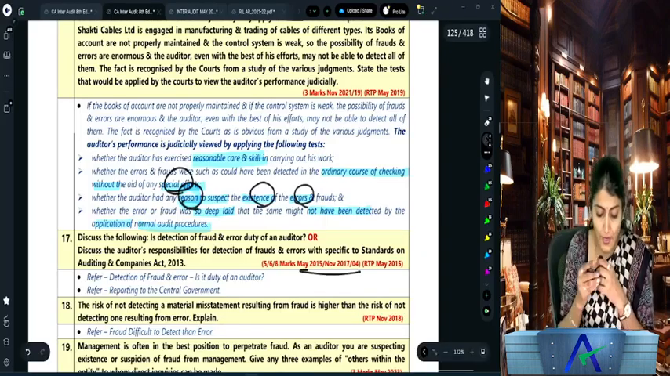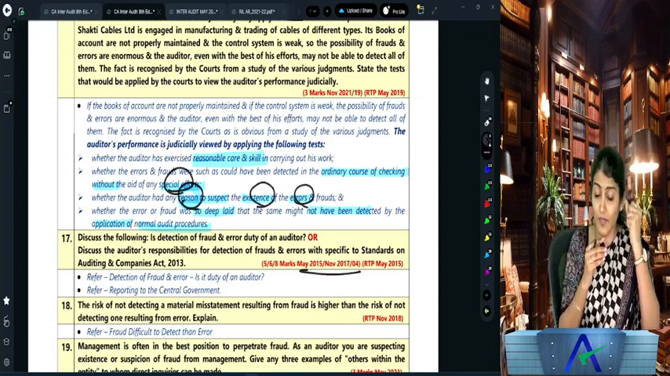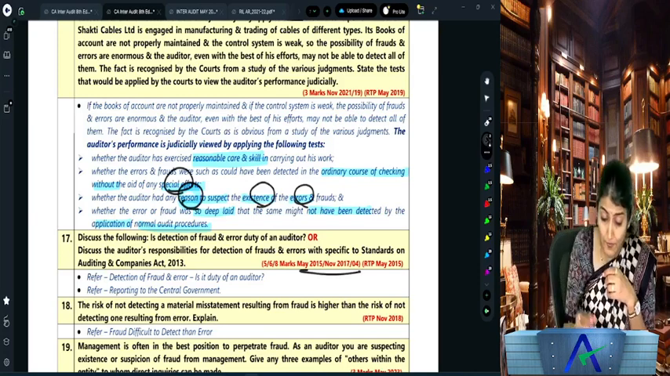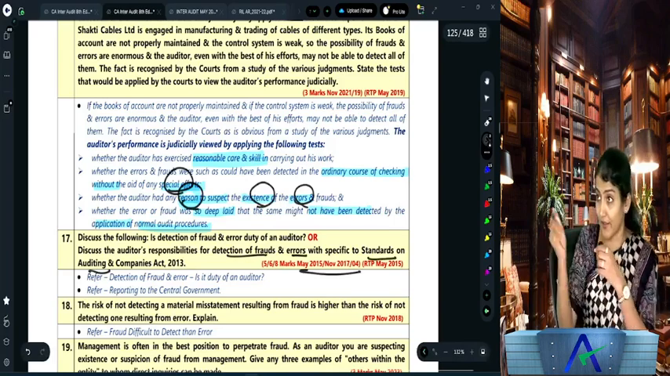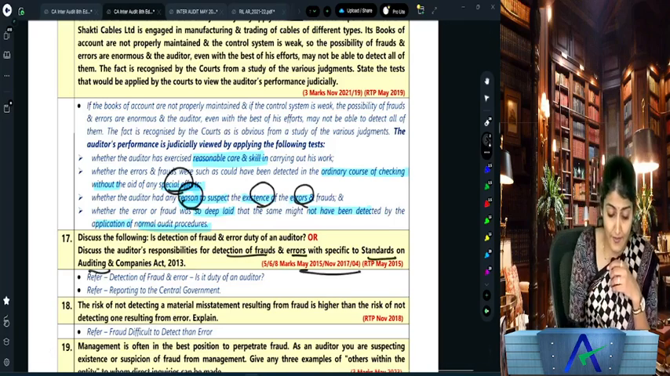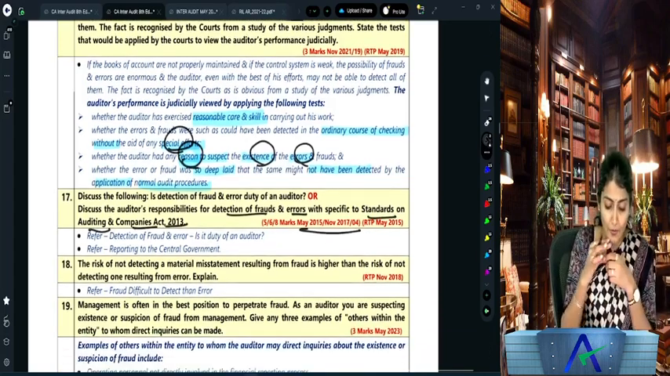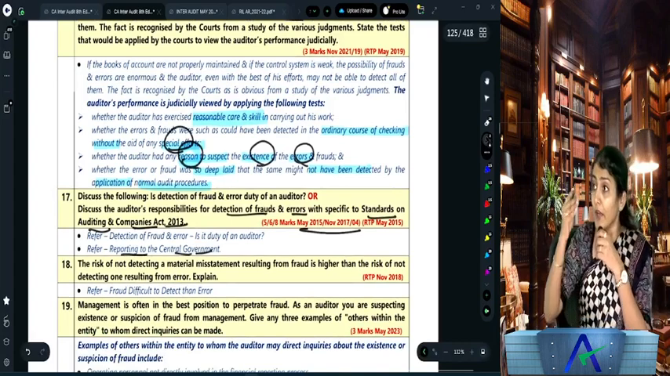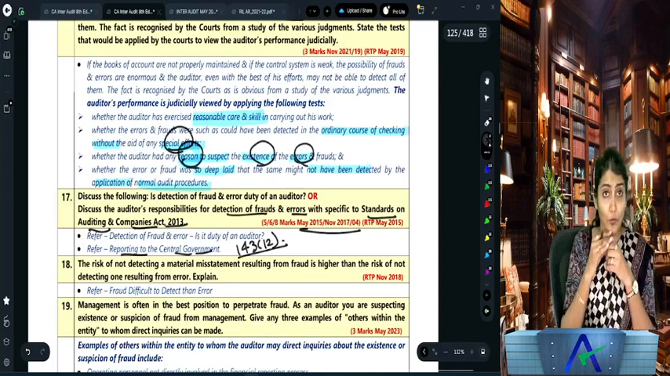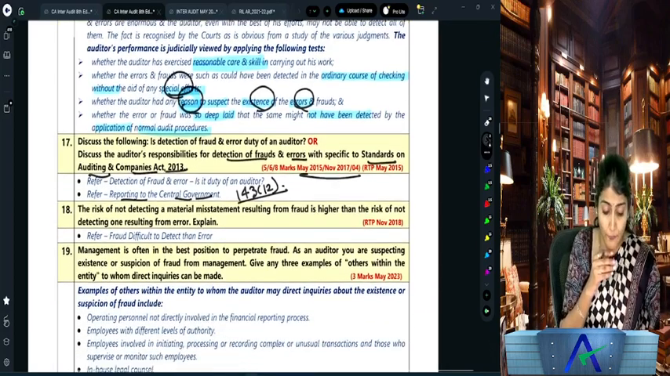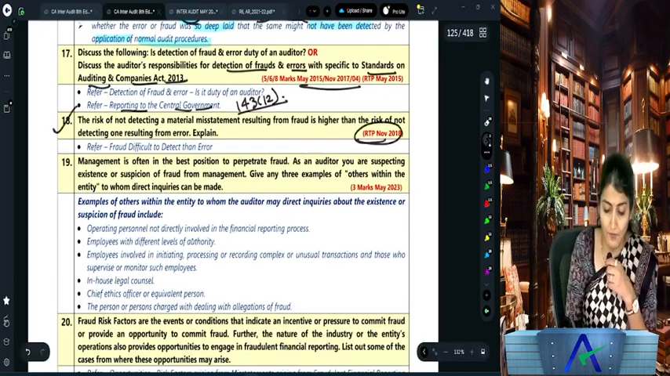Okay, then a question asked three times in your exams. Is detection of fraud and error the duty of the auditor? And then the auditor's responsibility for detection of fraud and error with specific reference to the standards on auditing. So that is the paragraph which we just discussed. And the second one is as per the Companies Act 2013. Because they are saying the Companies Act 2013, you also need to write down the reporting to the central government. What is that? That is 143(12), the duty to report the fraud to CG. Then, is fraud more difficult to detect than error? Yes, so you have to write a 3 or 4 mark answer for that one.